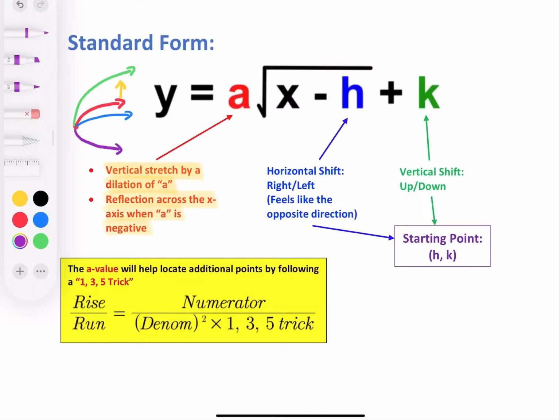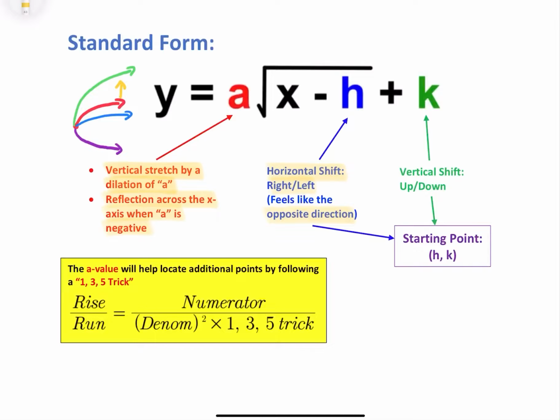Let's take a look at our h value. Our h value is going to be our horizontal shift, and that's shifting our graph either to the left or to the right. So we're going to take that starting point, and we're either going to move it to the right or to the left, but it's going to feel like we're going in the opposite direction. And the reason why is because we have a minus sign in front of that h.